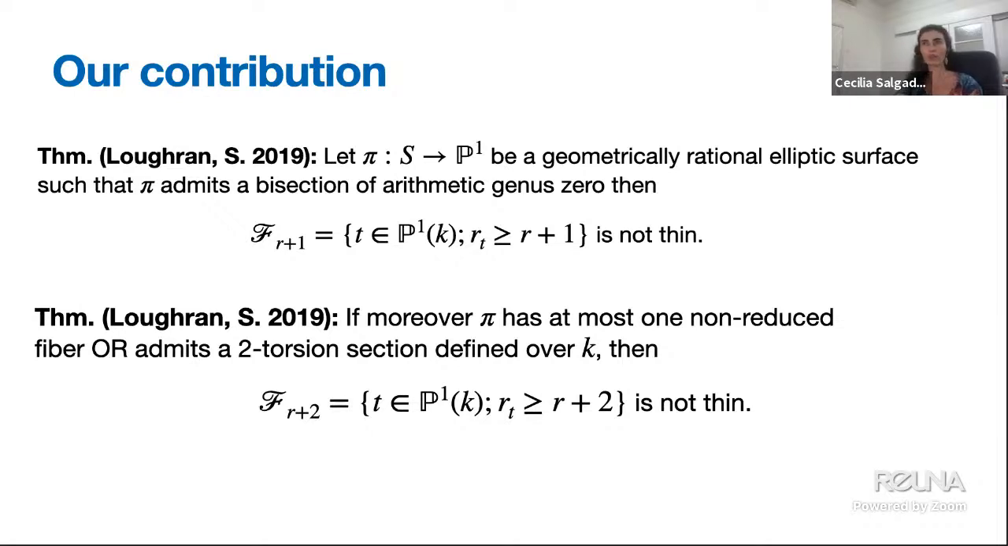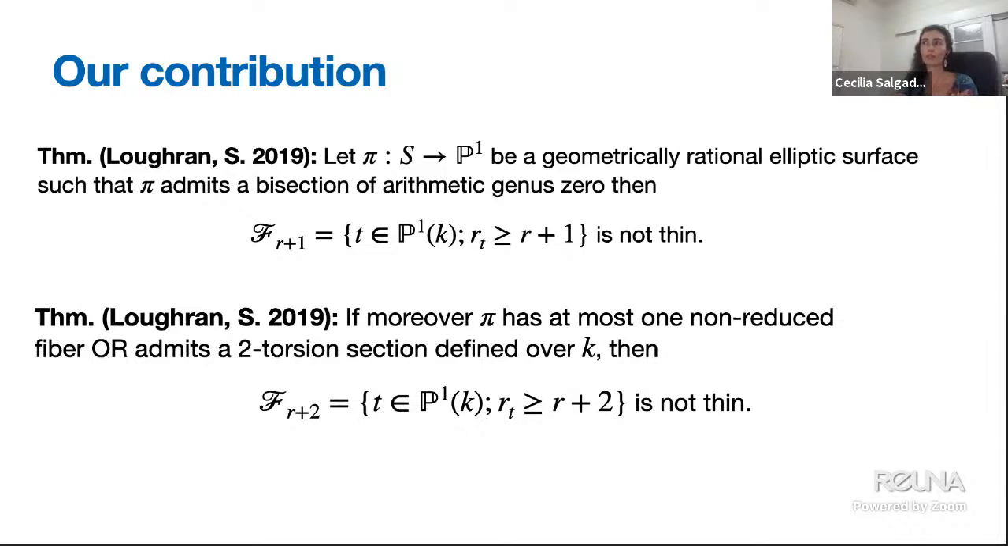Our contribution then is, as I said, we're going to show that the rank jumps in a set which is not thin. And we have some hypotheses, and the hypotheses are actually nicer than the ones you saw on the better bound slides, in the sense that we go further. We don't have to restrict ourselves more, but on the contrary, we can push a little further the class of surfaces for which the rank jumps, and moreover jumps on a set which is not thin.